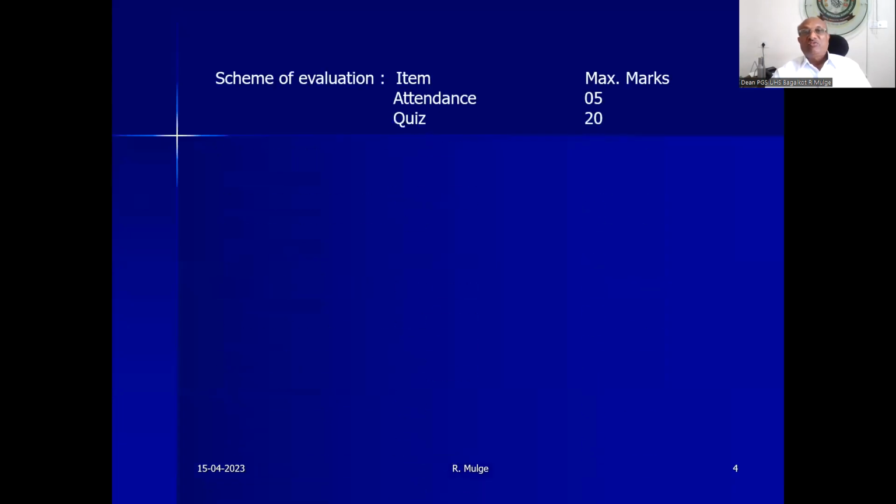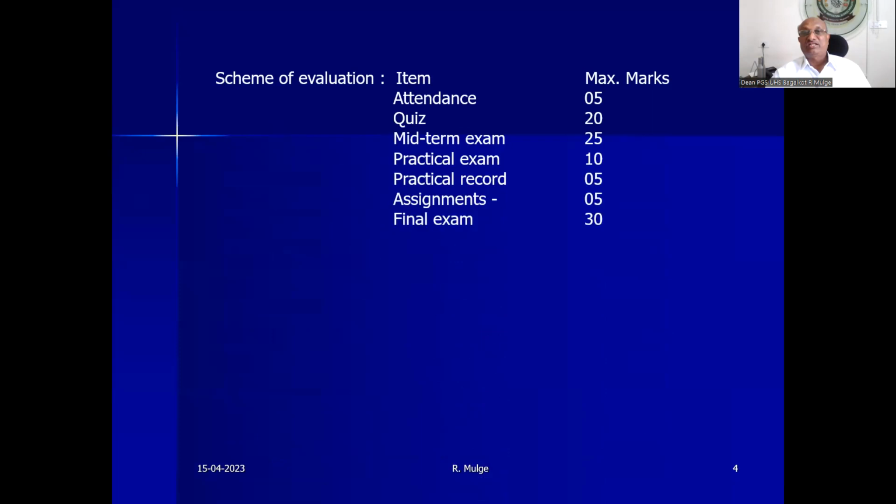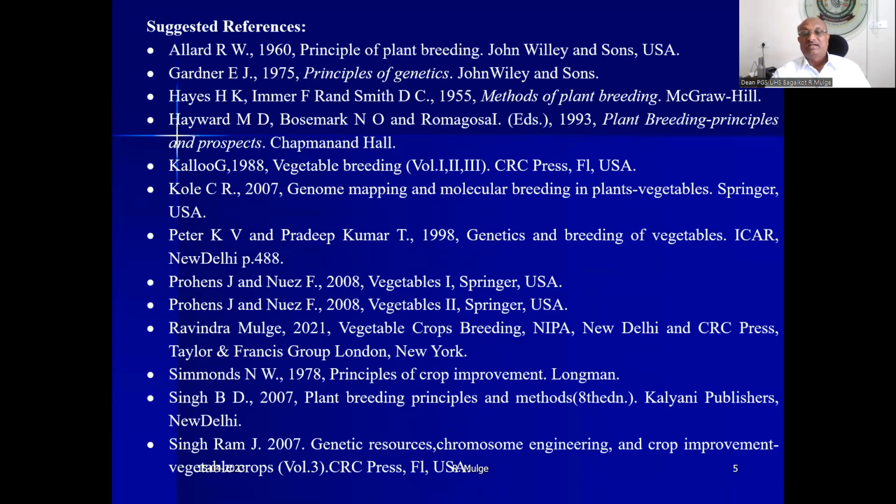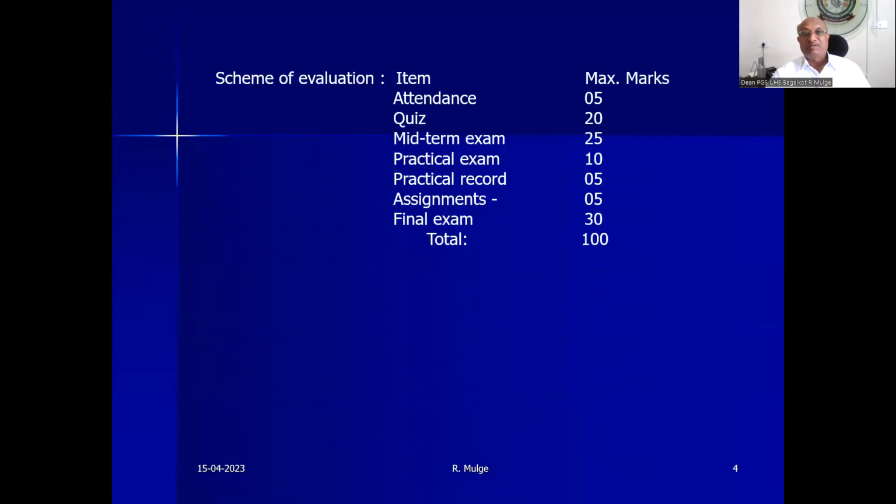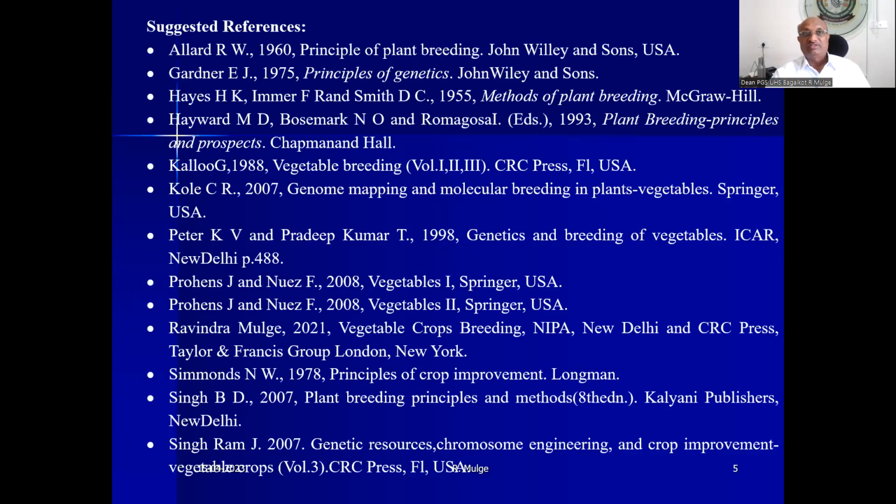Then the scheme of evaluation: attendance 5 marks, quiz 20 marks, midterm 25, practical exam 10, practical record 5, assignments 5 marks, and then final exam 30, making a 100 marks evaluation.